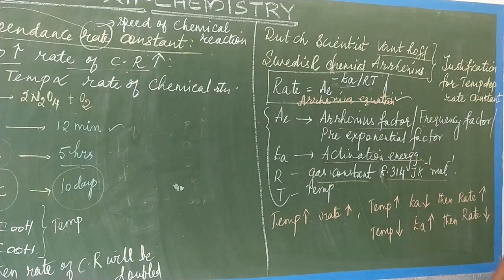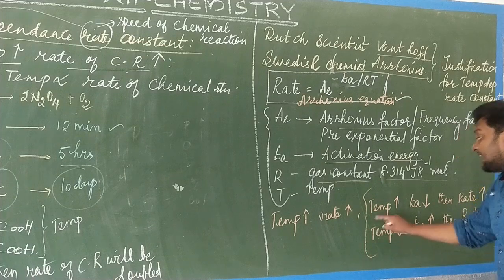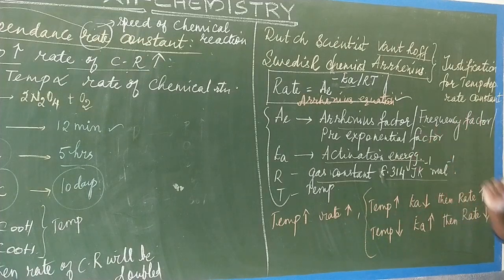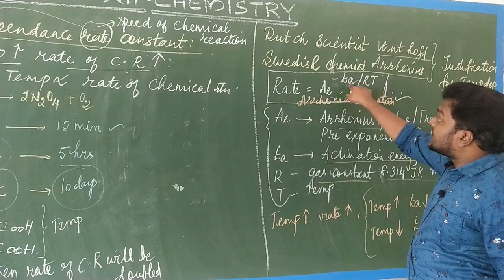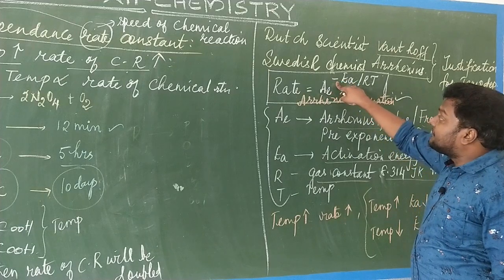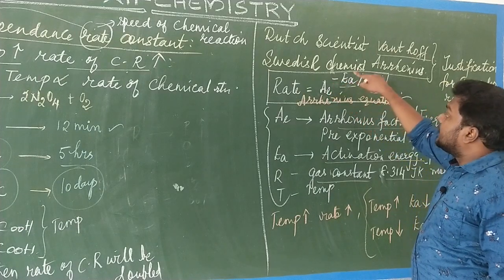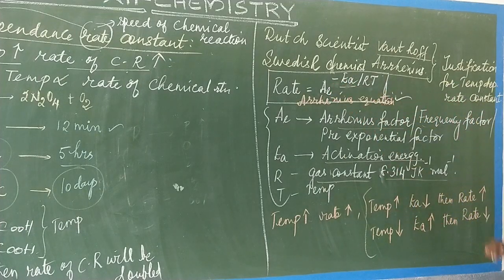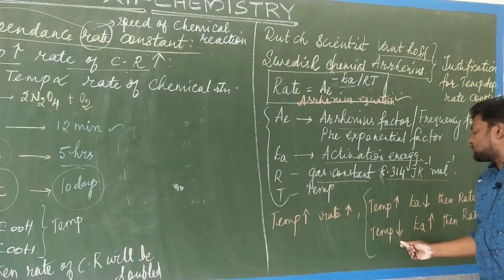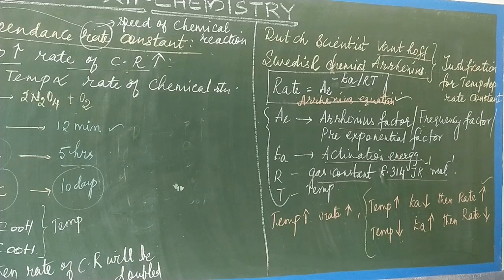In the equation, what is the concept? Whenever the temperature is high, the activation energy should be low. In the equation, the minus sign indicates the decreased value of the activation energy. Then obviously the rate will be very high. Suppose the temperature is low, then the Ea value will be high, and automatically the rate of the chemical reaction will be lower.